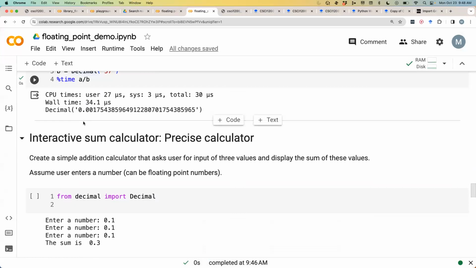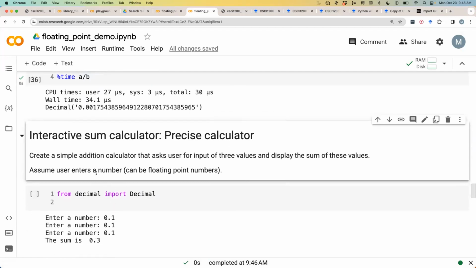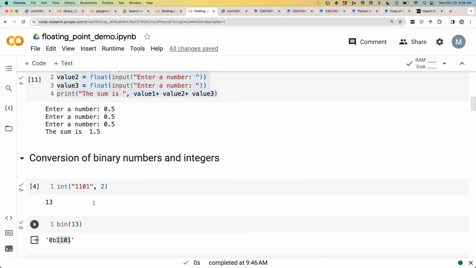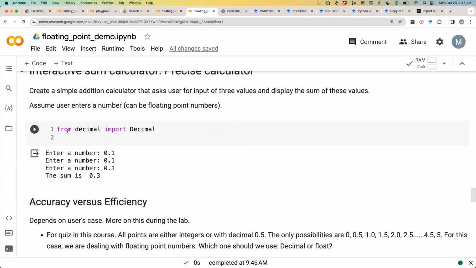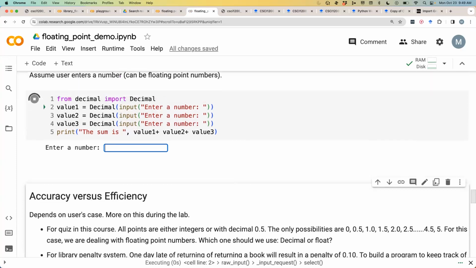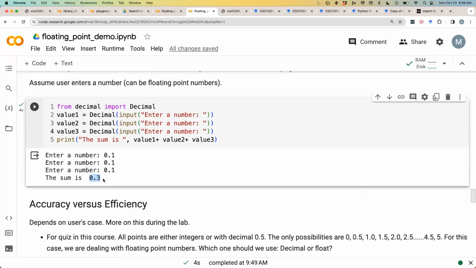For now, let's use what we have learned. Suppose we just want to have a precise calculator. Assume the user can enter numbers, which can be floating point numbers. We're going to change all of these into decimal and have a precise calculator. It will be the same as before, except that instead of float, I'm going to change it to decimal. All right, so now I will enter 0.1, 0.1, and 0.1, and my calculator now gives me 0.3.